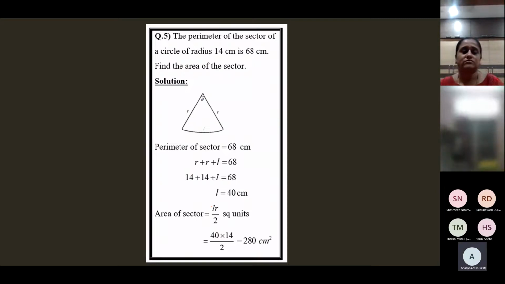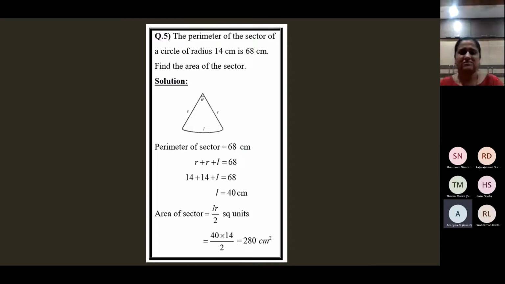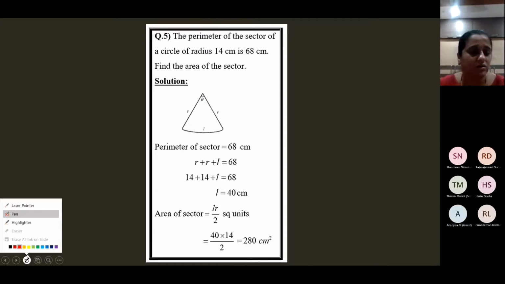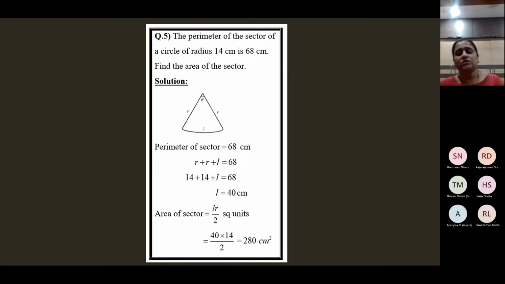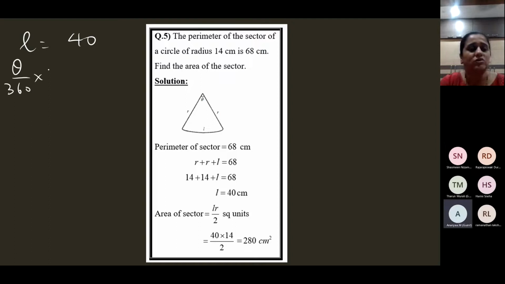I forgot the formula LR by 2, so I tried using theta by 360 into 2 pi R. I didn't get the answer. Okay, we'll do it like that. You can use this formula LR by 2 for quicker calculation. So you got L is 40, right? So theta by 360 into 2. No, I didn't know how to find L.